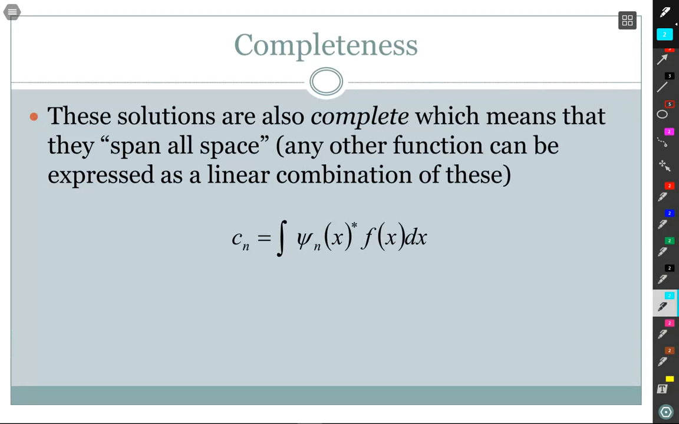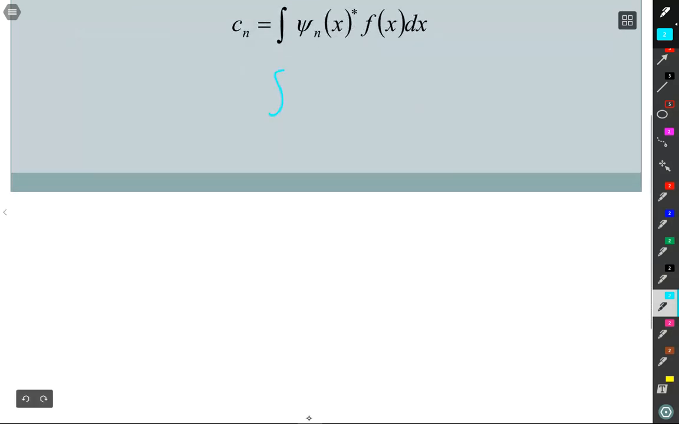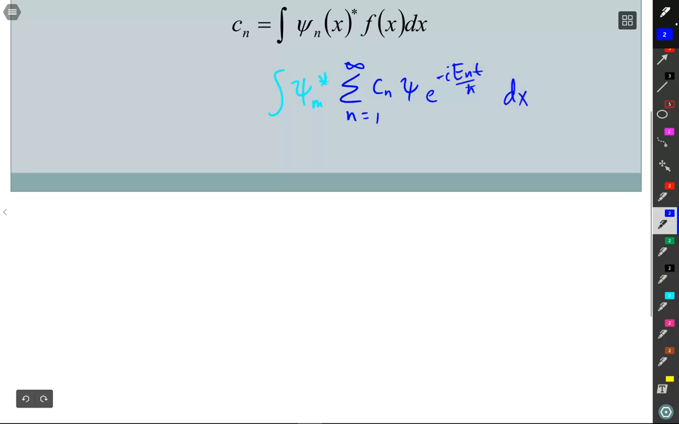How do I find the C n's? Well, here we use basically the idea of a Fourier transform. We know that we have our orthonormal condition. And so if I take the integral of psi sub n star, and then I multiply it by psi sub m. I better call that m, otherwise I'm going to have two n's in my equation that aren't the same thing. Okay, so that's what I've done up above.